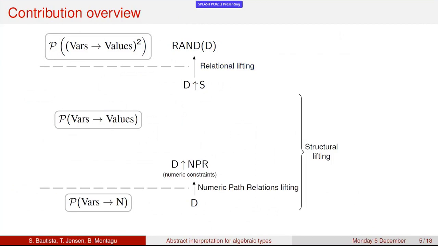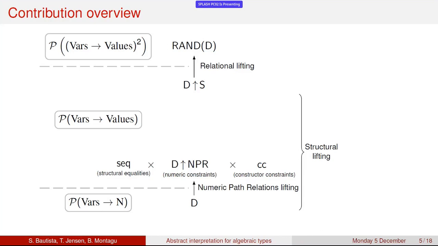So we start by taking what I call the numeric path relations lifting, which is going to allow us to talk about numeric constraints about the numbers that are contained in the structured values of our program. Then we complete this domain by taking a product with two other domains. A domain to talk about when two structured values are equal between each other. So this domain, we call it sec for structural equalities.